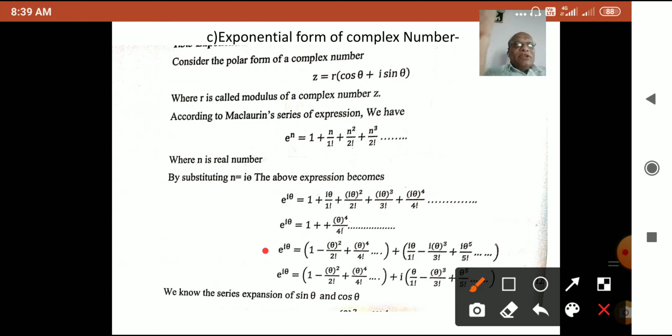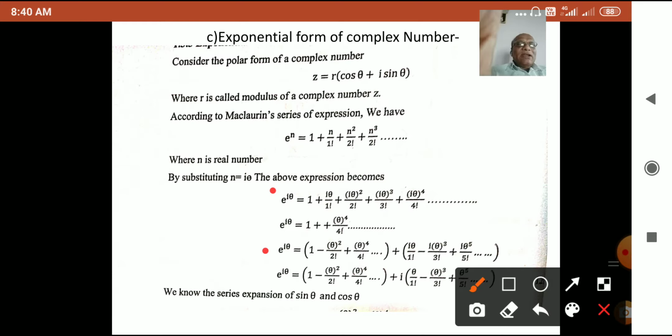Into the first bracket we write 1 minus theta square divided by factorial 2, because in this series the third term is i square theta square divided by factorial 2. So i square is minus, this will be the minus, meaning alternately we write this term. So in the first bracket: 1 minus theta square divided by factorial 2 plus theta raised to 4 divided by factorial 4 and so on. Means all even terms are there.